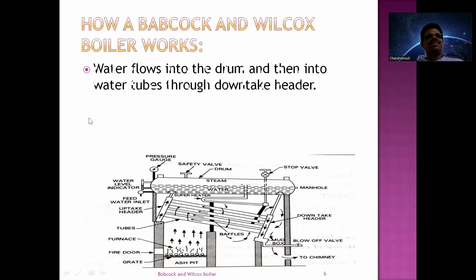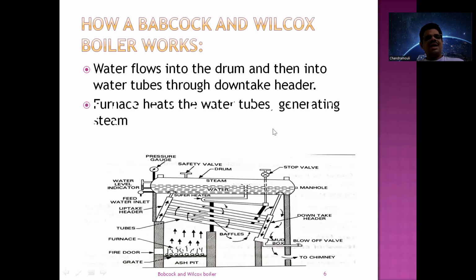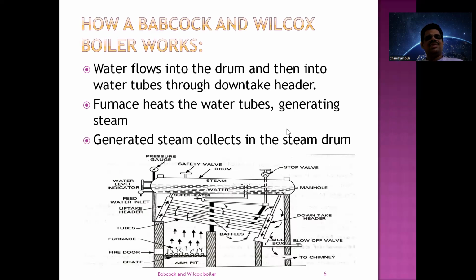Right. Now this is the working. Till now we have seen the various components. The water flows into the tubes through this downtake header, and then the furnace gases heat this water so that the water is converted into steam. Here there is an exchange of heat between the water inside the tubes and the flue gases surrounding the tubes, so that the water is converted into steam, and finally it again reaches the drum through this uptake header, and is collected at the top.